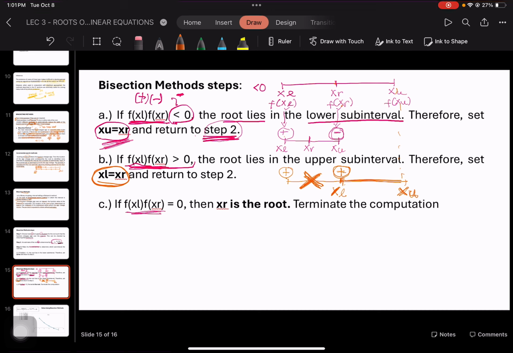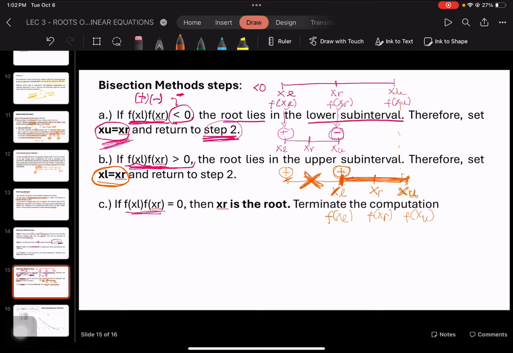XU, XL, XR, XU. Na-prove natin na wala dito. So, bagong interval na lang, dito ka titingin. So, ito na ngayon yung XL mo, yung dating XR, then ito yung XU mo. Then, obtain ka ng bagong XR. Then, you make the following evaluations na naman. No? Sa same step, sa step 2. Balik ka ulit daw sa step 2.